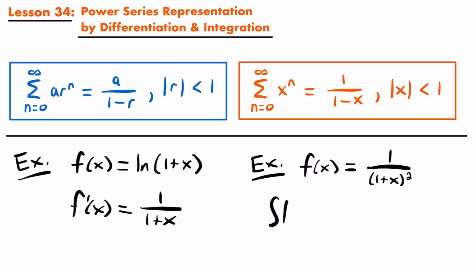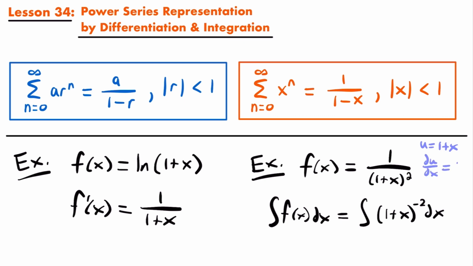If we integrate f of x dx, that will be equal to the integral of 1 plus x to the power of negative 2 dx. All right, I'm just moving this quantity to the numerator, which makes that exponent negative. And then what we could do here is use u substitution, right? We could set u equal to 1 plus x, and then a derivative du dx would be equal to 1 because the derivative of 1 is 0 and the derivative of x is 1.